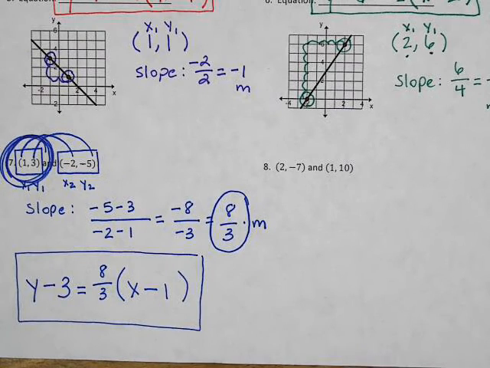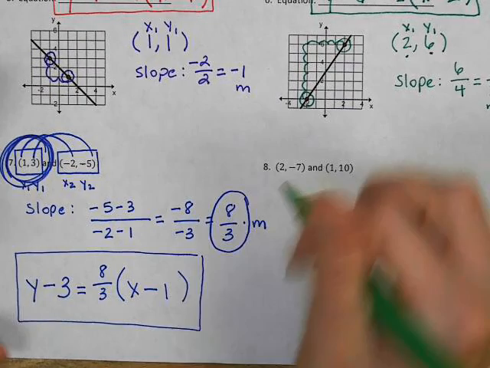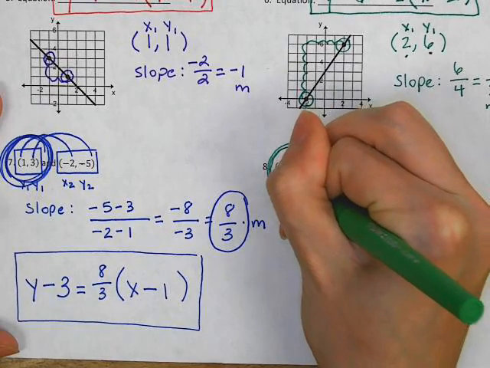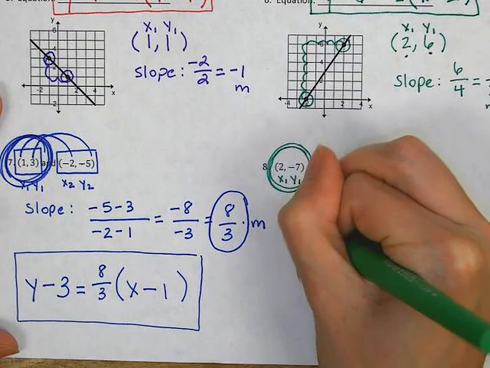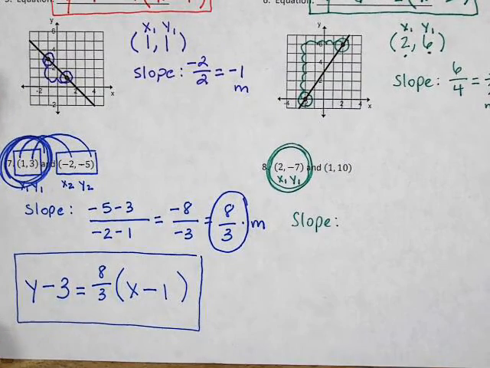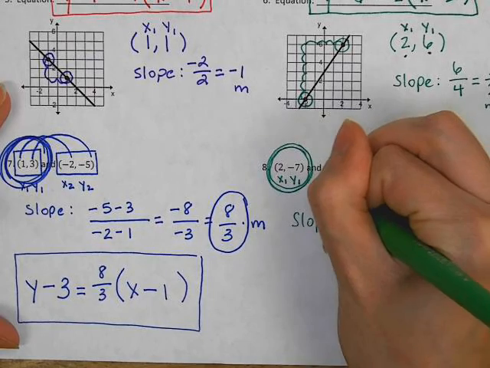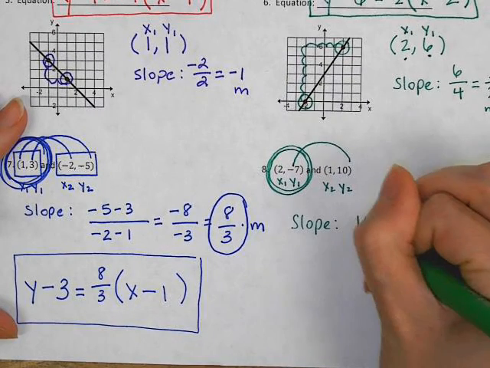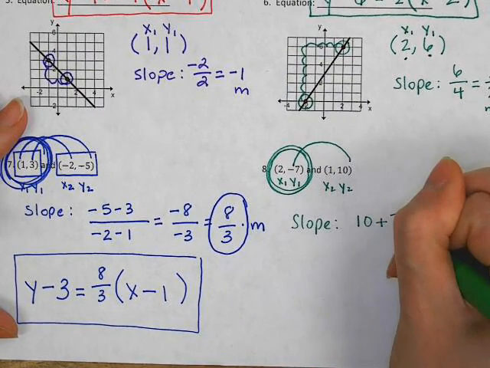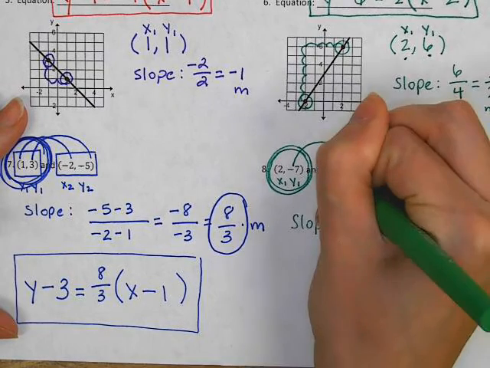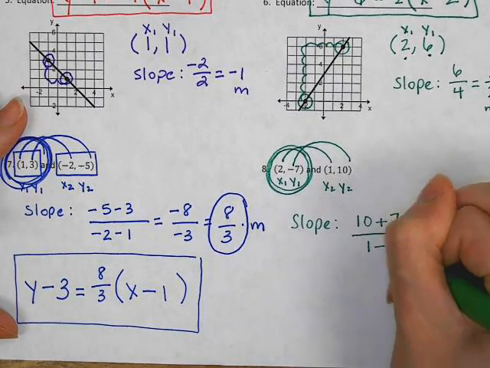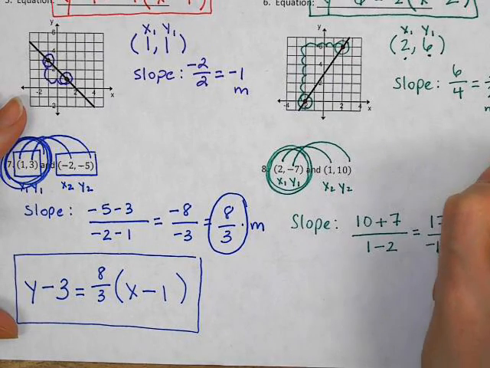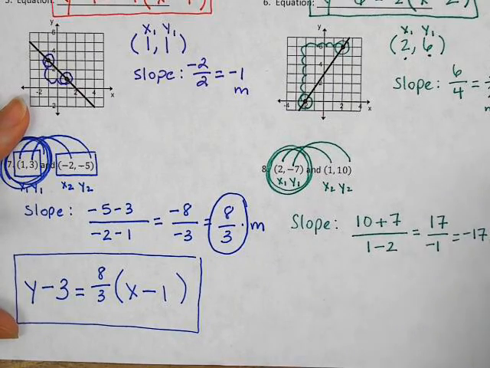All right, number 8, same thing. You pick a point. Again, I'm just going to pick the first one. Why not? And I'm going to call that my x1, y1. And then again, we have to do slope ourselves. So the slope formula is y2 minus y1. So 10 minus a -7 becomes plus 7. And then it's x2 minus x1, 1 minus 2. And that ends up being 17 over -1, which I'm just going to call -17.